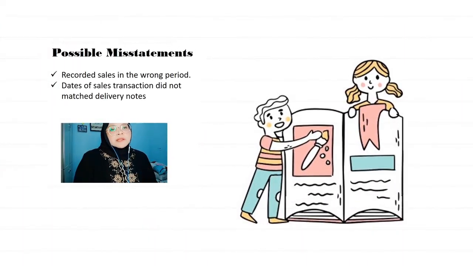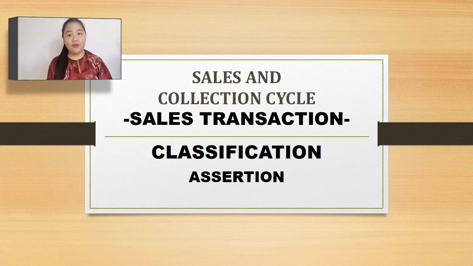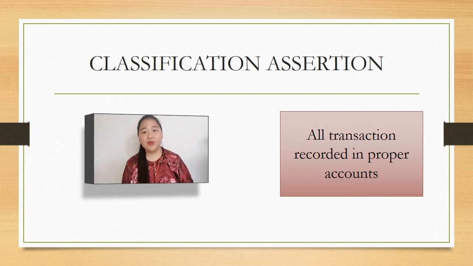The possible misstatements for cut-off or timing are recorded sales in the wrong period, and dates of sale transactions that do not match the delivery notes. Now we move to the classification assertion, where all transactions are recorded in the proper accounts.